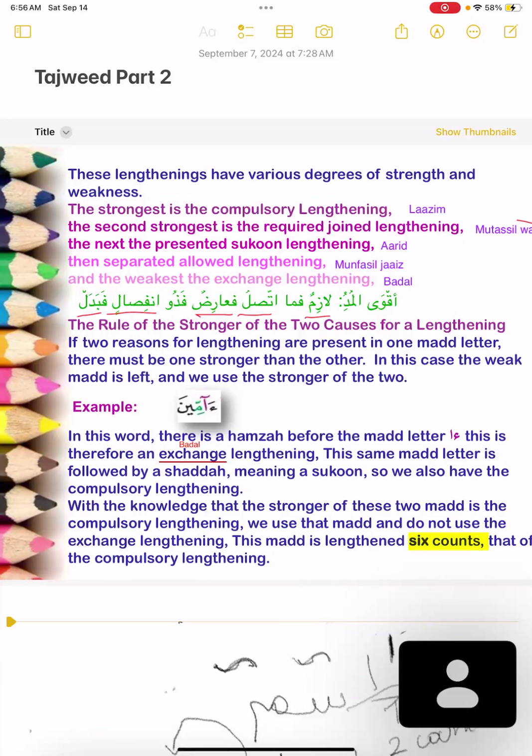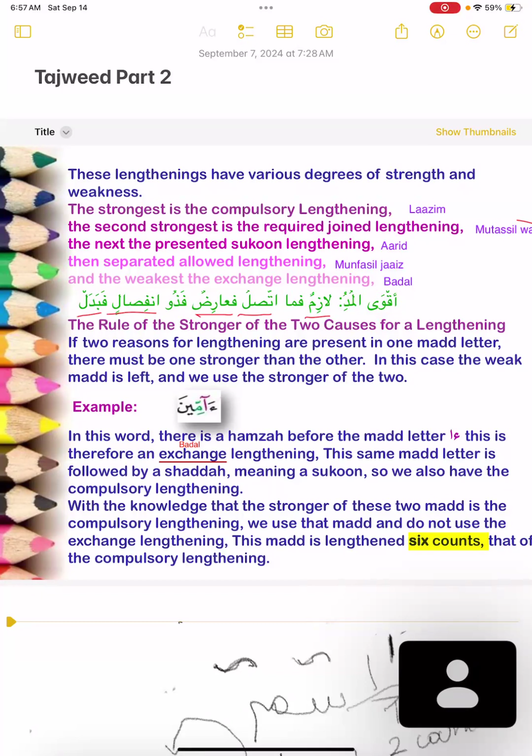Okay, so we look at it carefully so that we understand this, because when we are reciting the Tariq al-Shatibiyyah, there are some rules over here that we need to follow, and the rule is that we give the priority to mad lazim followed by mad muttasil, wajib muttasil, and then mad al-arid lil-sukun, and then mad munfasil. Okay, jaiz munfasil, then mad badal, and then mad leen, and the following. Okay, so the rule of the stronger of the two causes for a lengthening.